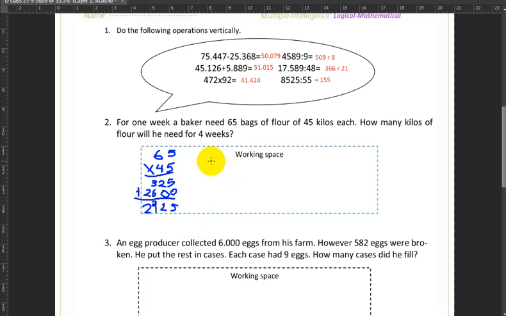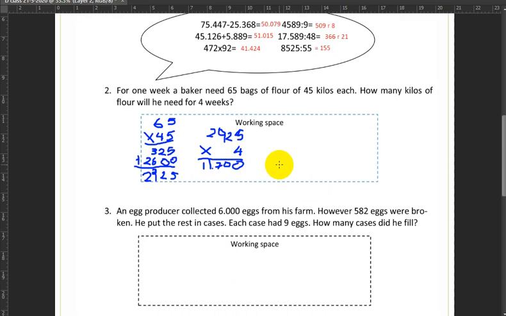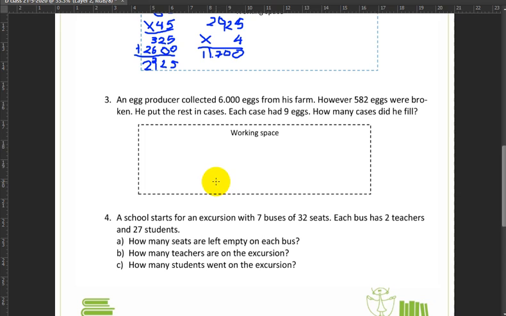We need for 4 weeks. So we need to take that number, 2,925, multiply it by 4. 4 by 5 makes 20, right? 0. 4 by 2 makes 8, plus 2 makes 10. 4 by 9 makes 36, plus 1 makes 37. 4 by 2 makes 8, plus 3 makes 11. So, for the 4 weeks, he will need 11,700 kilograms.